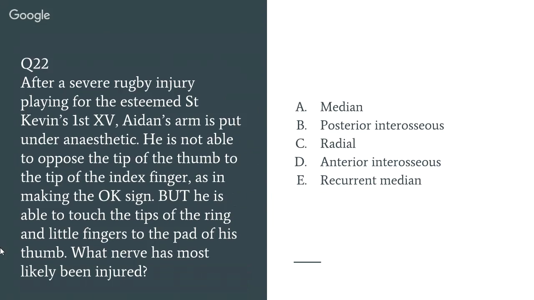Now, this is reasonably confusing in terms of wording, but it's actually taken from Gray's Anatomy questions. So it's quite popular, and it's important to visualize the clinical aspect of this. So Aiden can't make this shape, but he is able to touch the pads of his fingers together. Does that make sense? I'm taking that as a yes. Ring, same, still does the same thing.